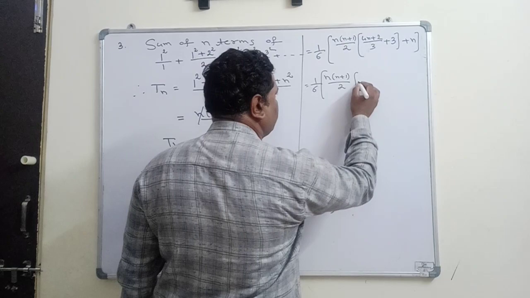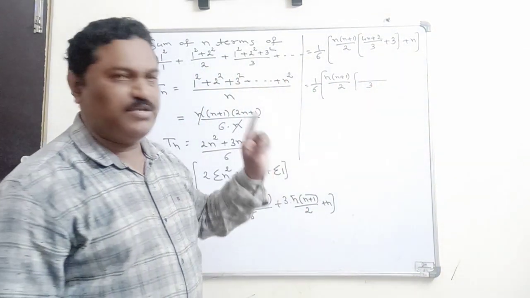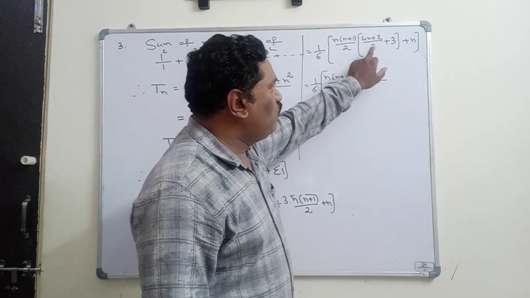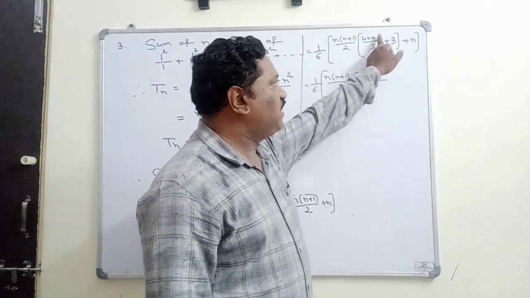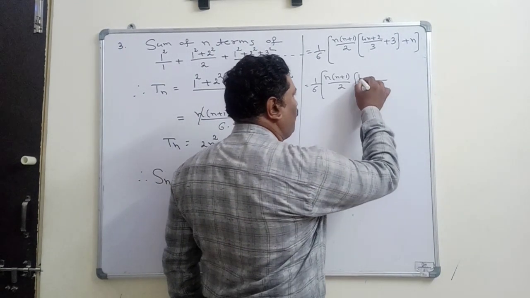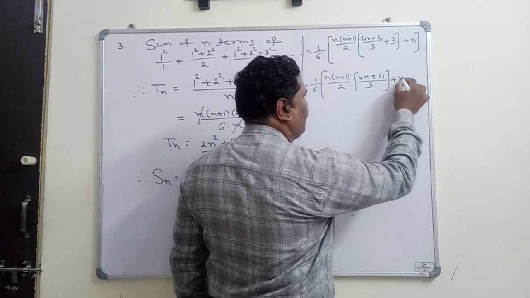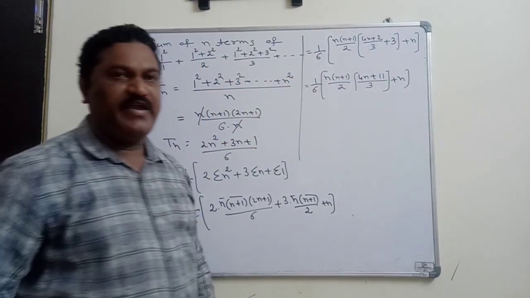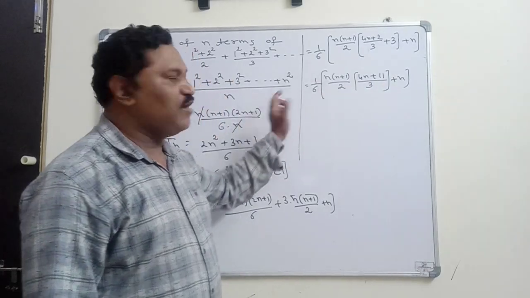And here if you take the LCM is 3. See that inside the bracket the LCM is 3. If you take the LCM, the numerator will get 4n plus 2 plus 3 3s are 9, 4n plus 2 plus 9, that is 4n plus 11. Plus n will be there. Again to simplify this, observe these two terms. From these two we can take n common.